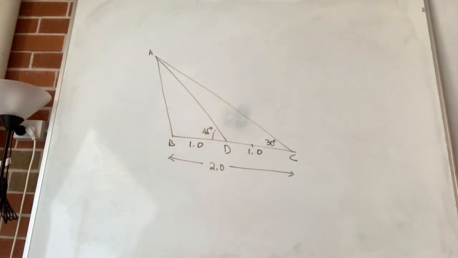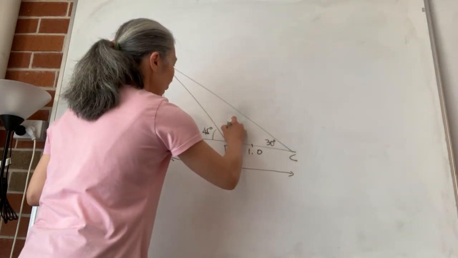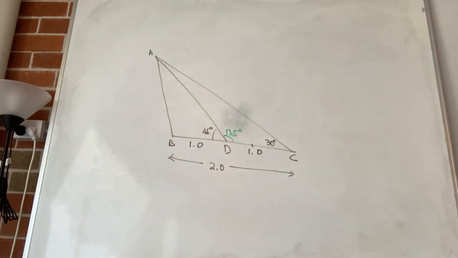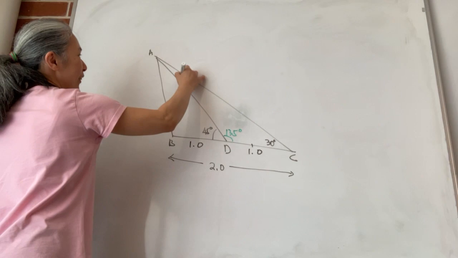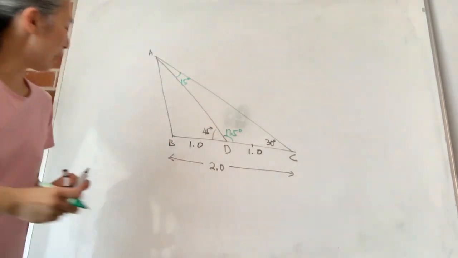Then what else is in that? Is angle ADC 135 because it's 180 minus 45? Yes, 135, good, put that in. As we said before, label as much as you can. We are not finding anything yet, just labeling. The top angle CAD is 15 degrees. Good, we are just labeling it.